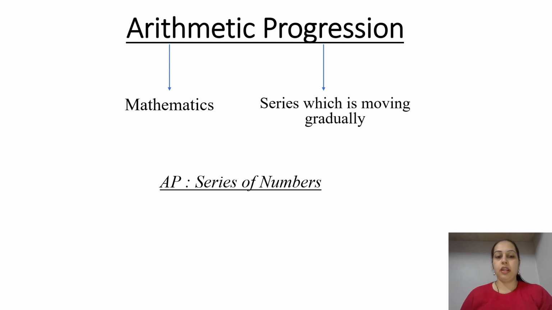For example, we have a series 2, 4, 6, 8, and so on till 20. This is also a series of numbers. And 10, 5, 0, -5, -10, and so on. This is also a series of numbers. Did you notice something?